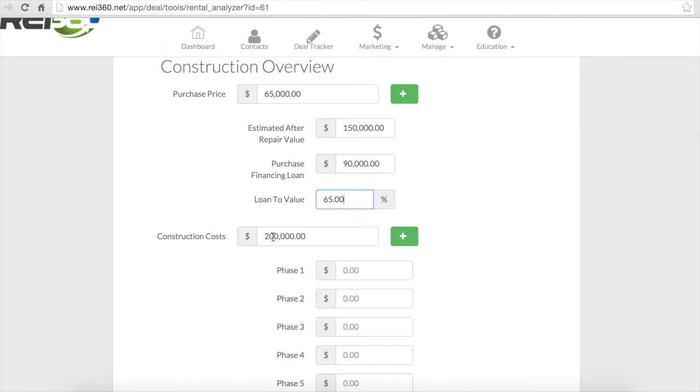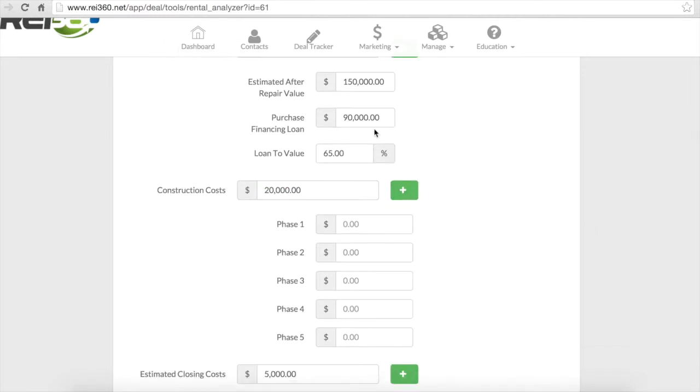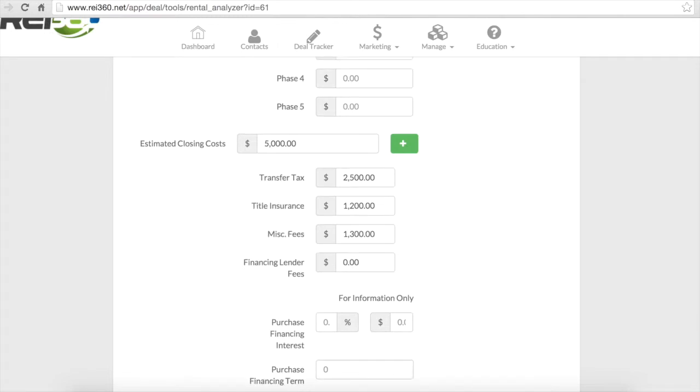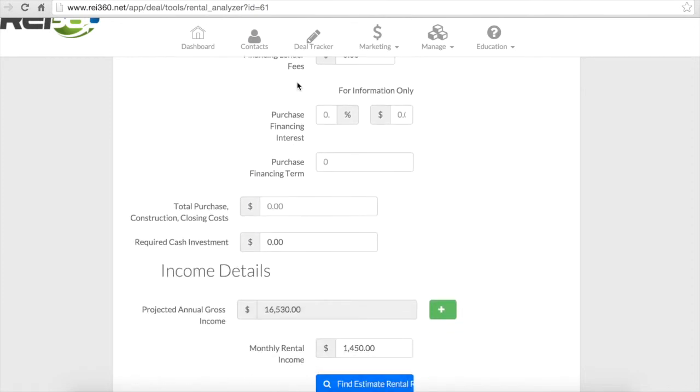Okay, construction costs were $20 on this deal, so $65 plus $20. Estimate closing costs are about $5,000 between transfer tax, title insurance, miscellaneous fees. We didn't use hard money or private money on this. We used cash. But if you did use hard money, assume a few points and some financing costs. So assume another $5,000 or $6,000 for that end. So all your total purchase costs, I didn't calculate because I didn't have financing there. Total purchase costs were $5,000.